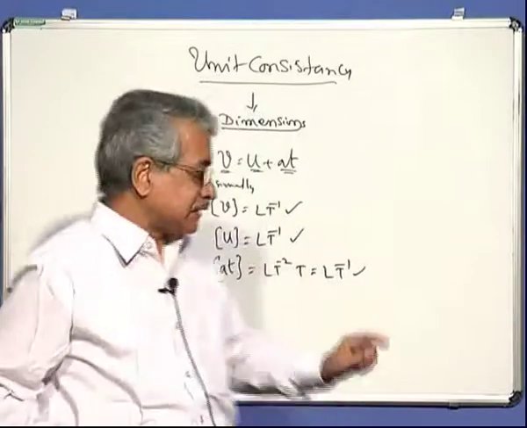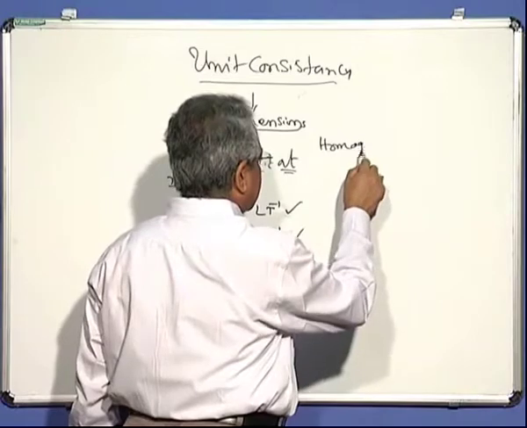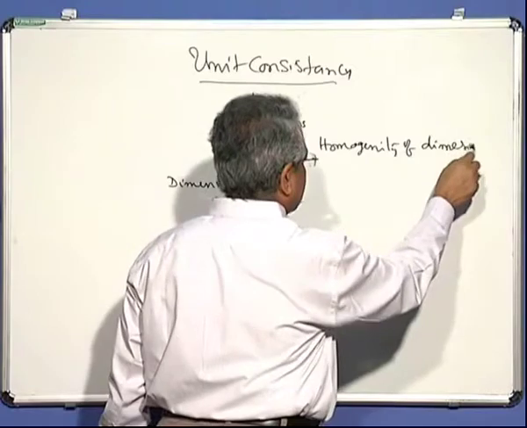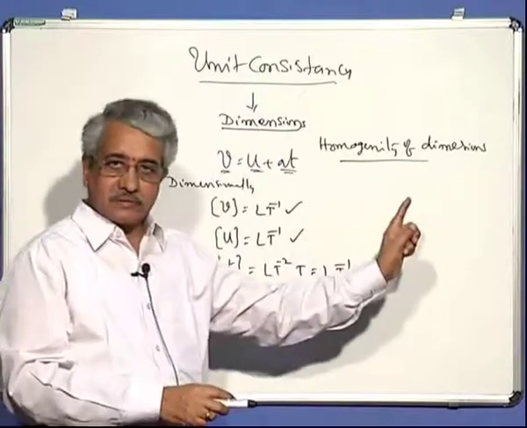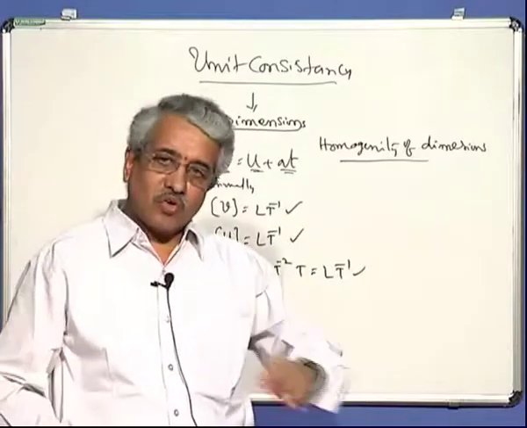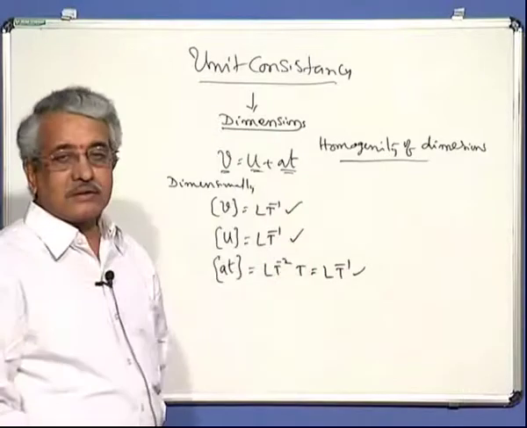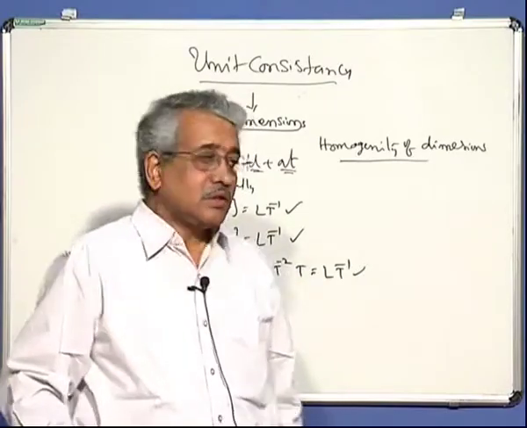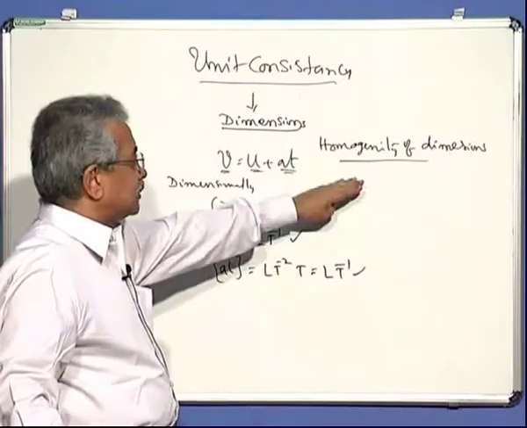If the equation is correct, this consistency must be there. This is what we call homogeneity of dimensions. So if you want to have consistency in units in the equation, homogeneity of dimensions will help you understand that. Even if you don't know the units completely, if you know the dimensional formula, you can say whether the units are consistent or not. So any equation which is physically correct will obey this homogeneity principle.